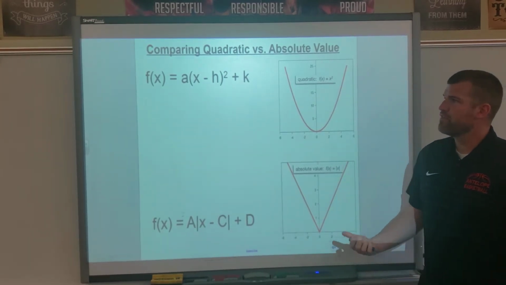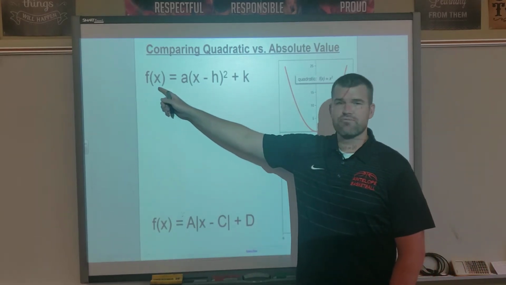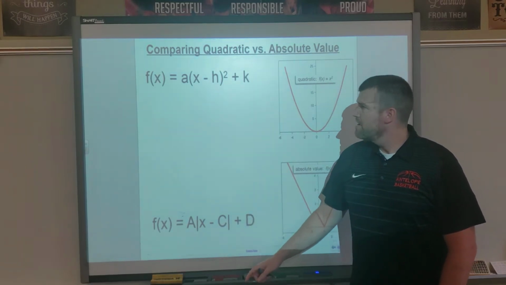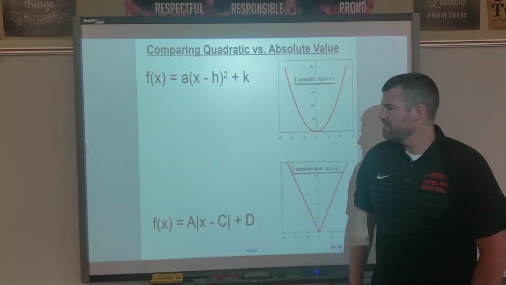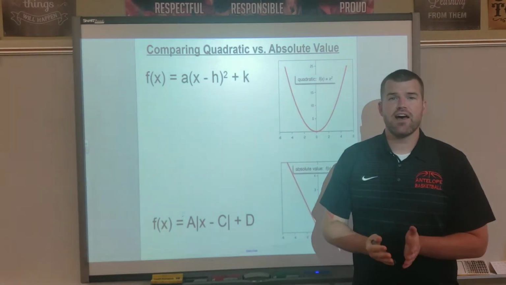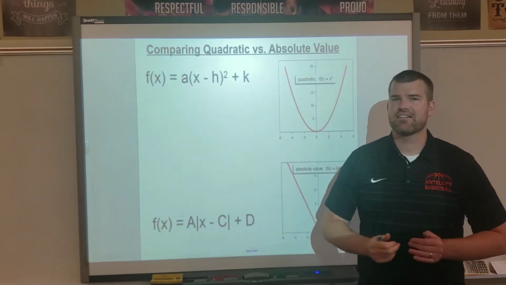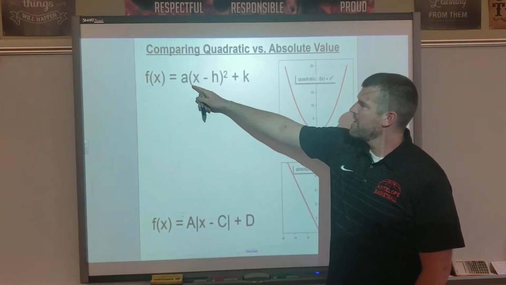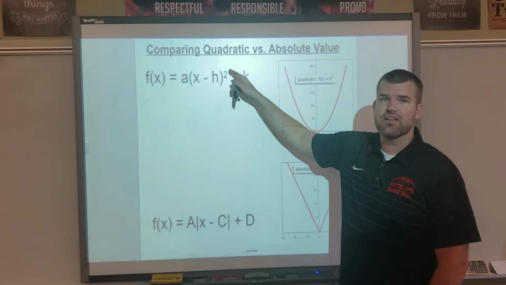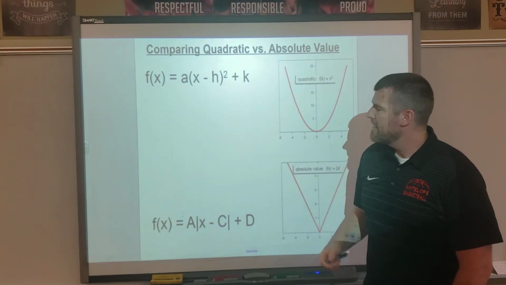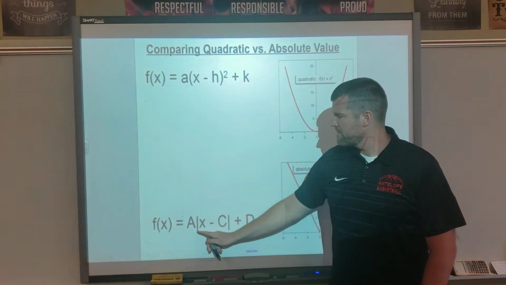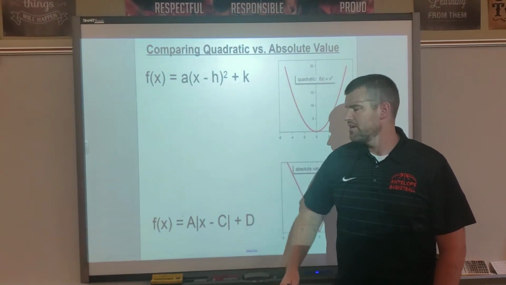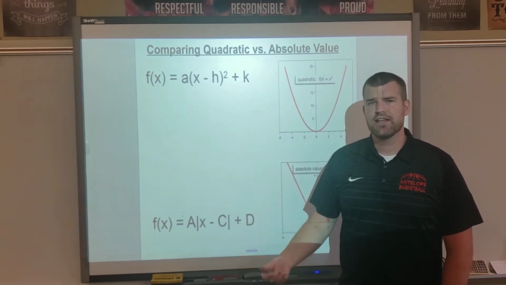So if you understood vertex form of a quadratic, which is what we did last week, or 2 weeks ago, then understanding the formula for an absolute value graph is pretty much the same exact thing. The biggest difference is in a quadratic we had parentheses squared, right? Squared indicates quadratic. In absolute value, instead of parentheses, we have the bars, right? And what do the bars mean? The bars mean absolute value. There's no squared because it's not a quadratic.